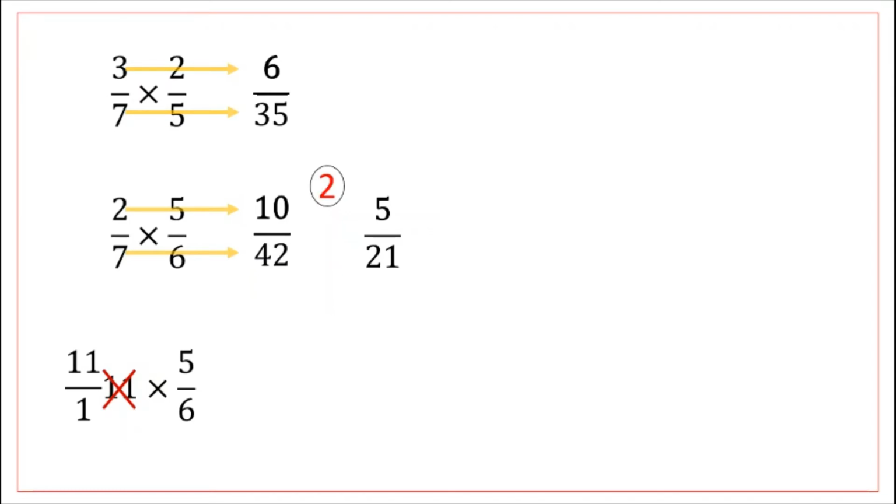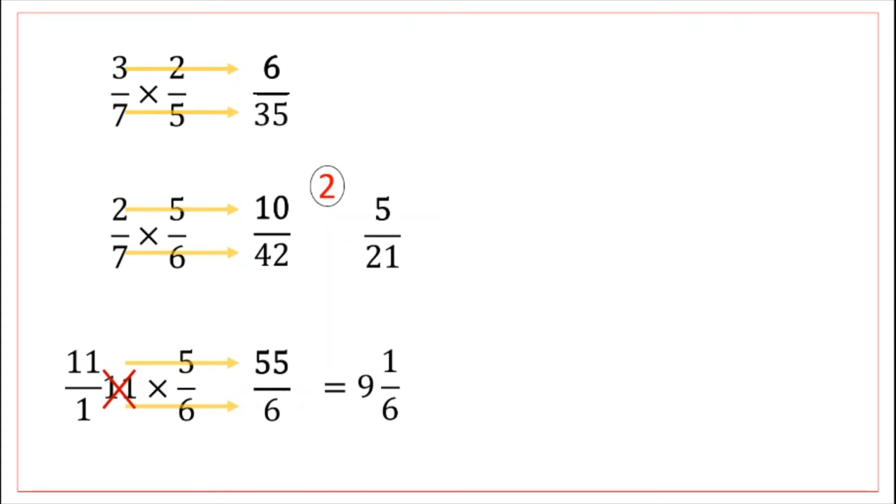Now I've got two fractions to multiply together. I can do exactly what I did before. 11 fives are 55, and 1 times 6 is 6. That's an improper fraction. I'm happy with that, but I could also write it as 9 and 1/6.